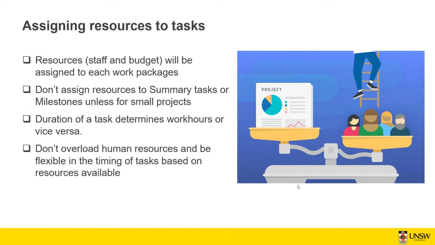After you've got all the task dependencies and timeline, you know exactly how long it's going to take for each task to be finished. Based on that, you get the timeline of the project, and you know exactly what the project duration is going to be. After that, you assign resources to tasks. So resources, staff and budget, will be assigned to each work package.